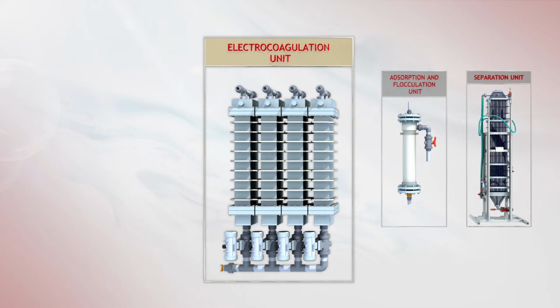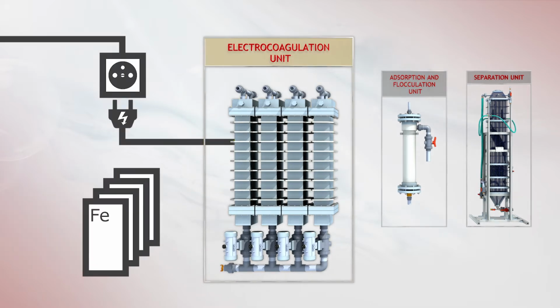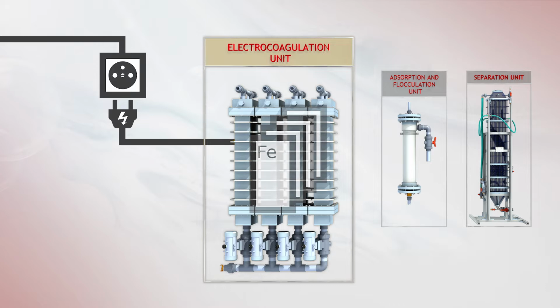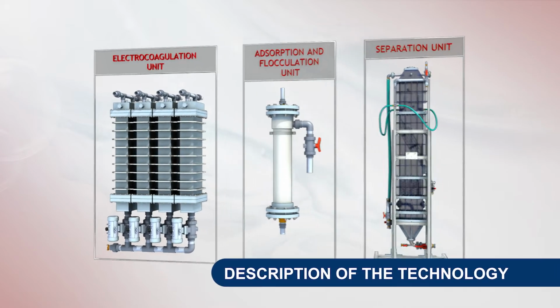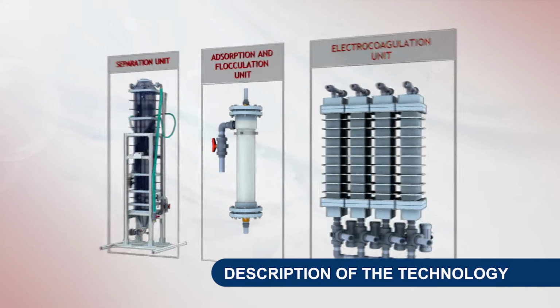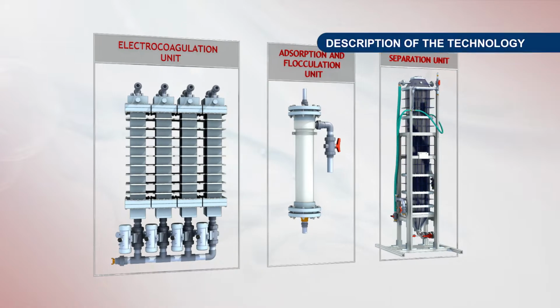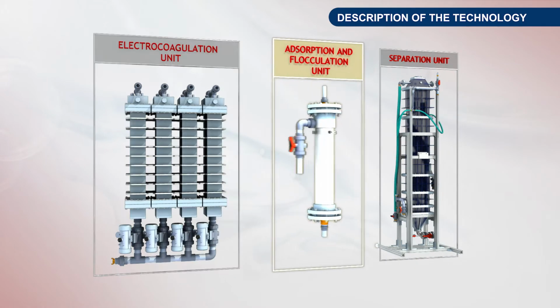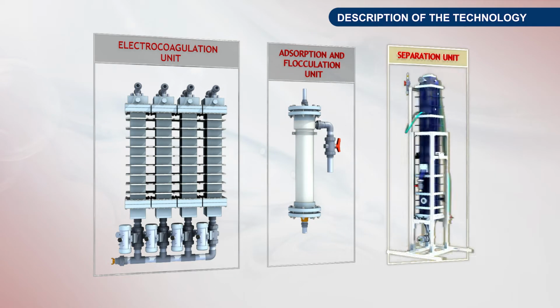Electrocoagulation is a process that uses electricity and metal plates to cause nanoparticles to destabilize and precipitate. Here's a description of the technology. The prototype consists of an electrocoagulation unit, an absorption and flocculation unit, and a separation unit.